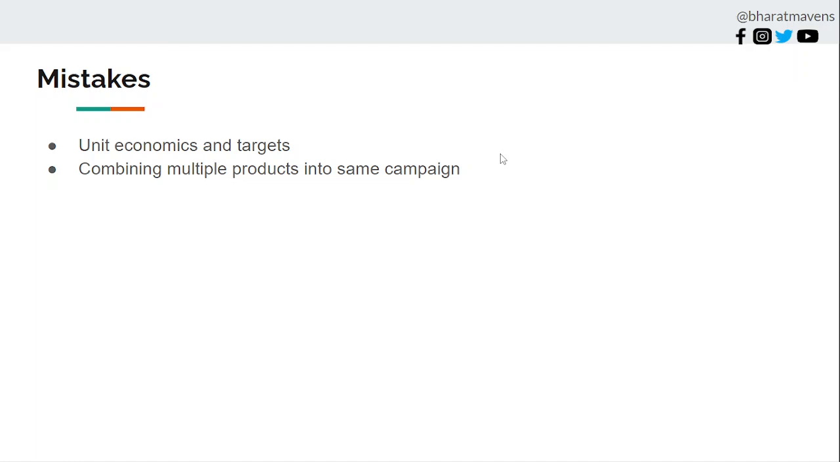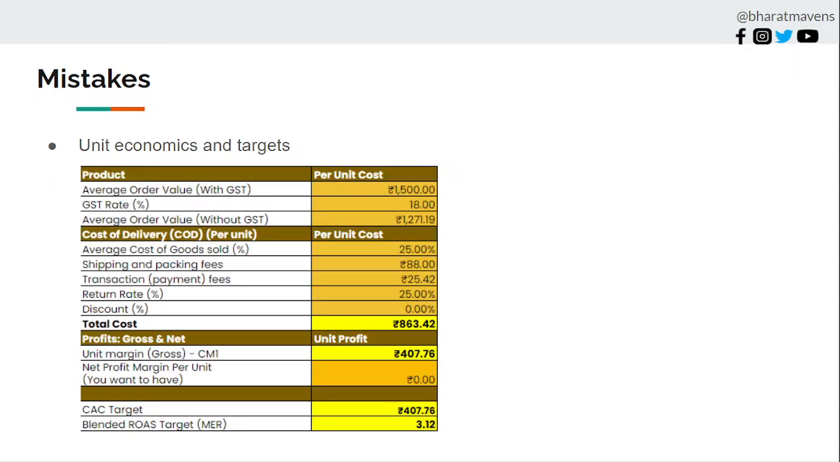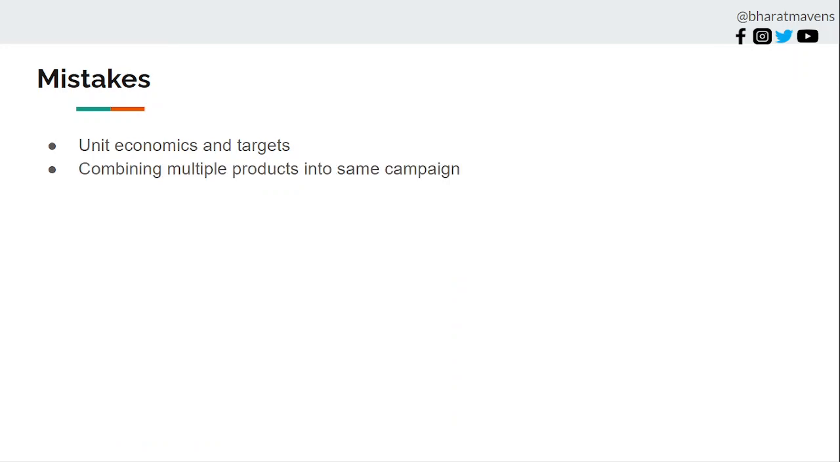Then combining multiple products into same campaign, don't do this mistake, because if a target CAC for one product is 400 and for second product is 200, then you might be losing on the second product, because you are acquiring the customer might be at 300 350, but because the other product is compensating, you are losing margin and you are not even aware of it. So don't combine multiple products into a single campaign. If the AOV is in the same range, margin is in the same range, then you can combine it.